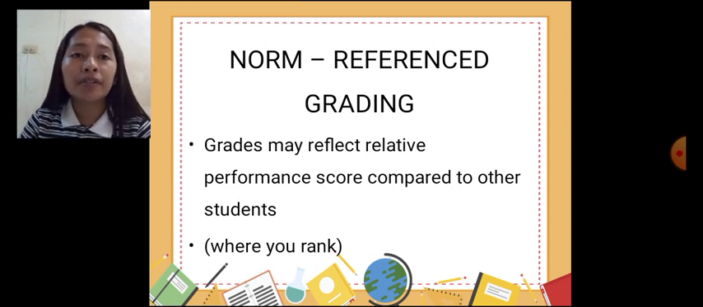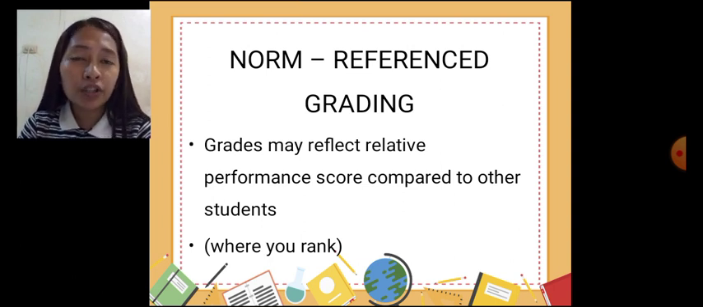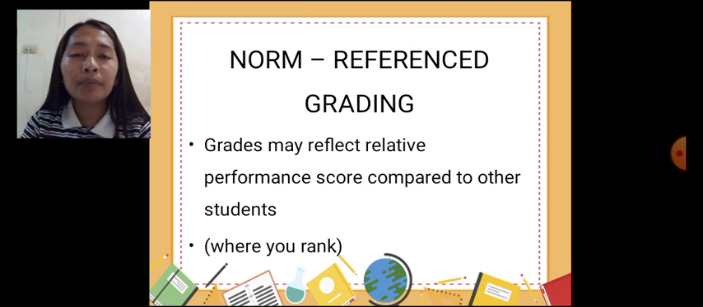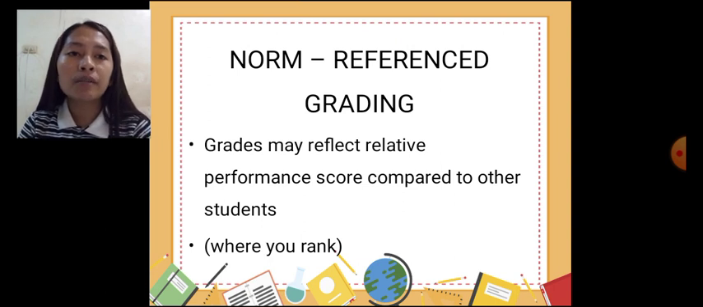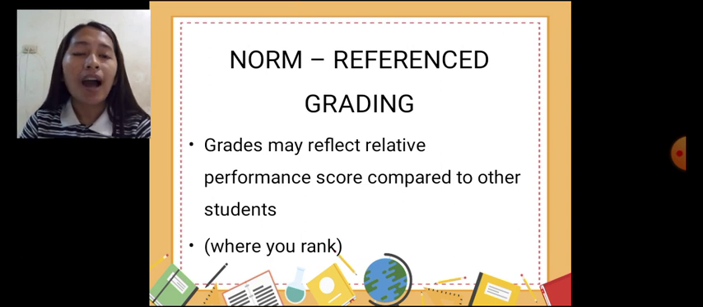Norm reference grading. The score is compared to other students. The teacher will determine where the students belong, their rank, if it is excellence, good, average, and so on. Grades depend on what group you are in.